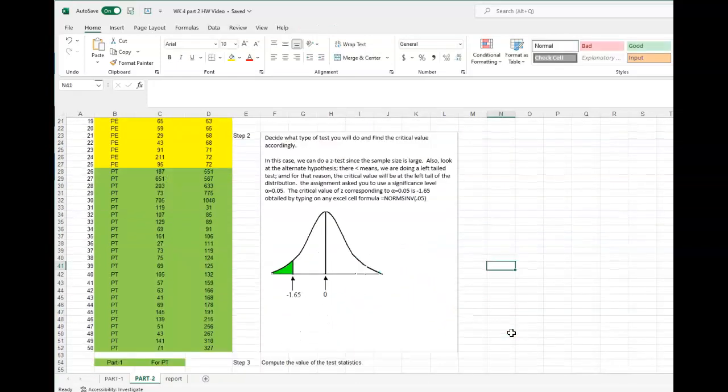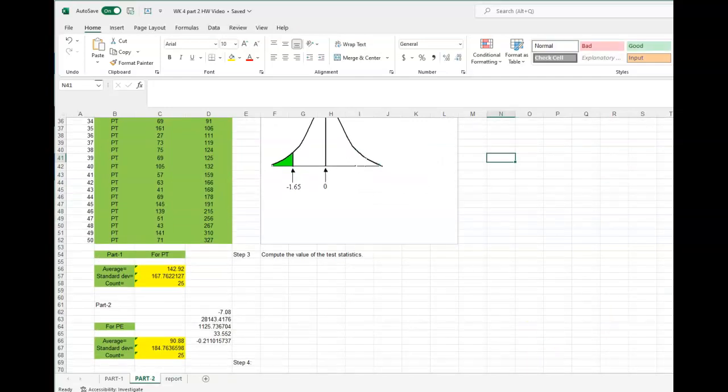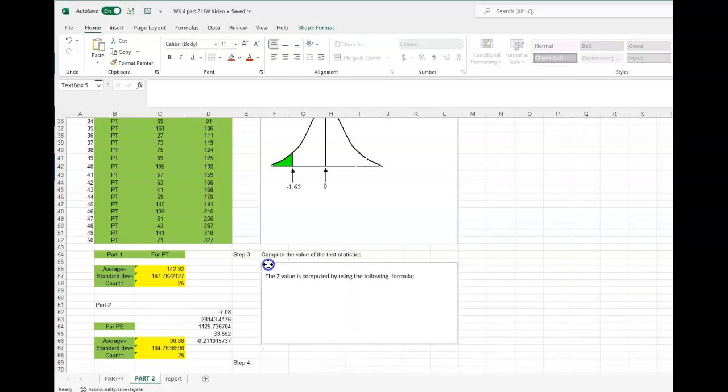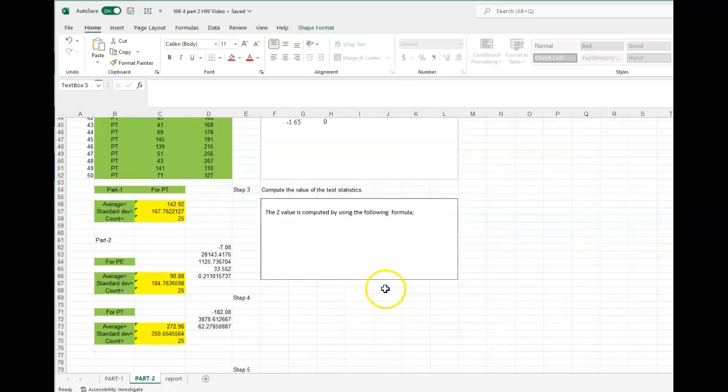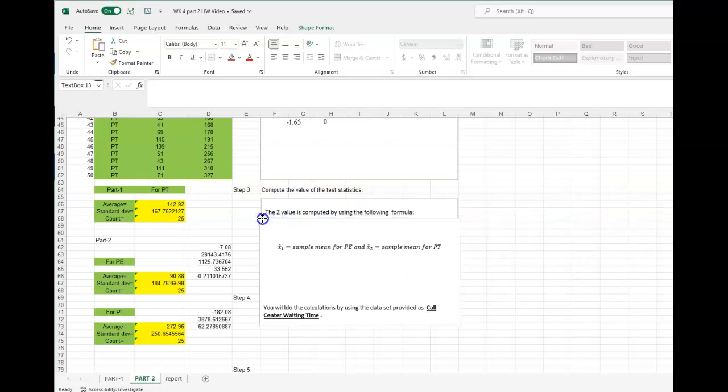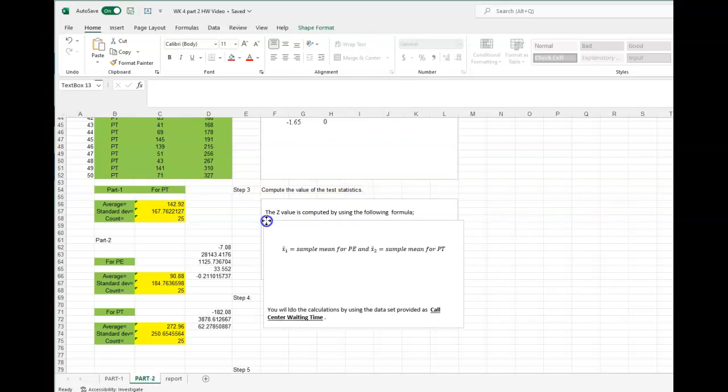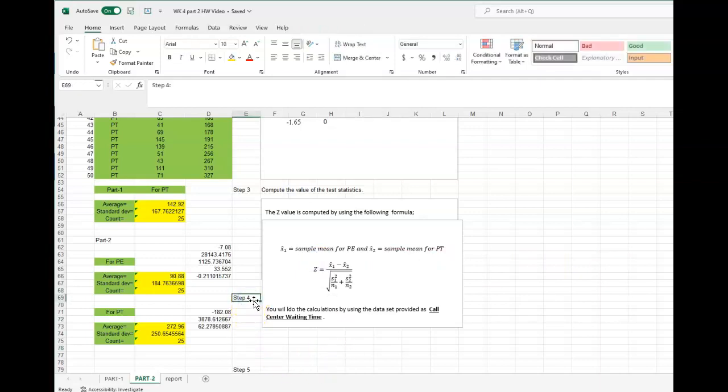Okay. Now you are going to do the calculations. When you do the calculations, you are going to do the z-test. So your calculation is going to be like this, and you're going to use this formula to do the z-test. Okay, so this is step 3. Now let me walk you through the calculations of step 3.